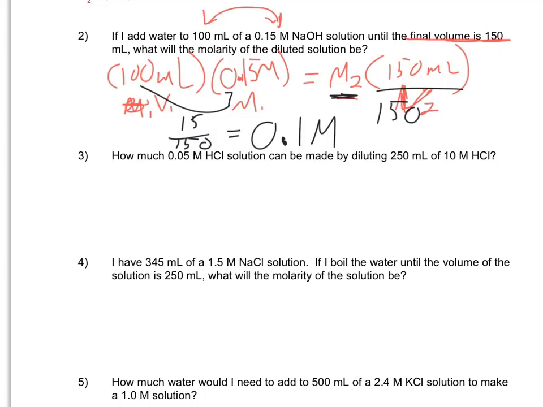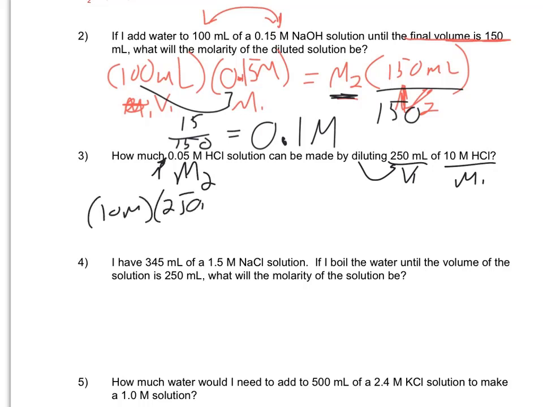So this is actually our M2, right? This is what we're trying to get to. This is what we're making. By diluting, meaning we're starting with this much of a solution with this concentration. Okay, so the starting concentration is 10 molar. The starting volume is 250 milliliters.